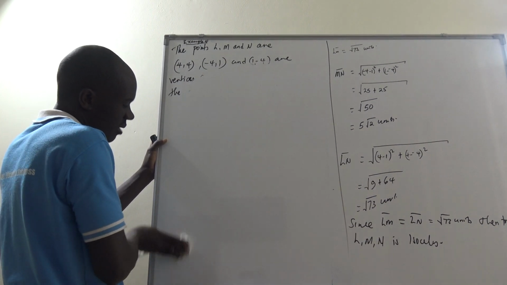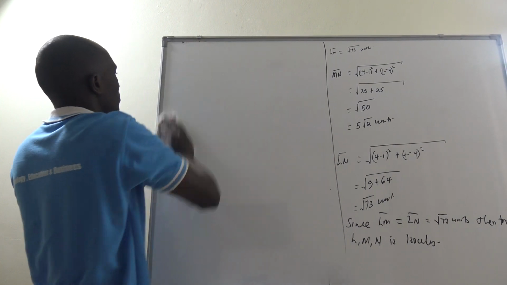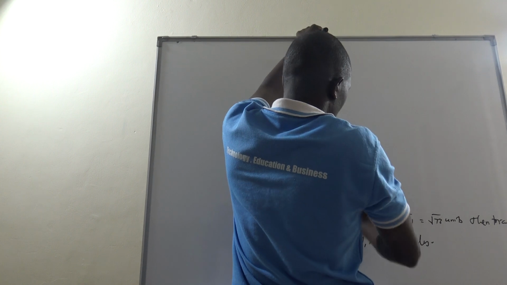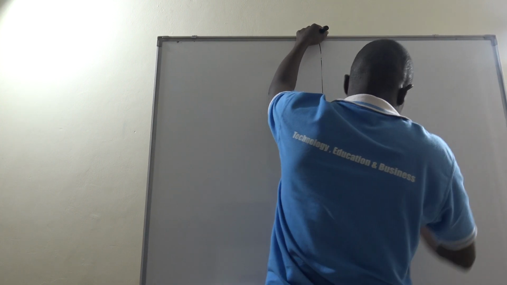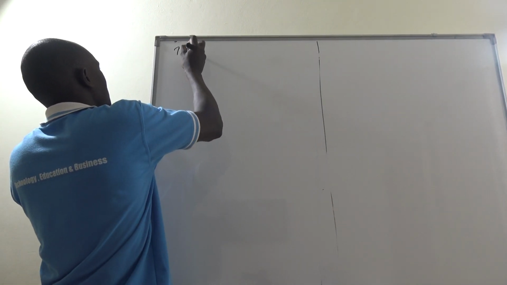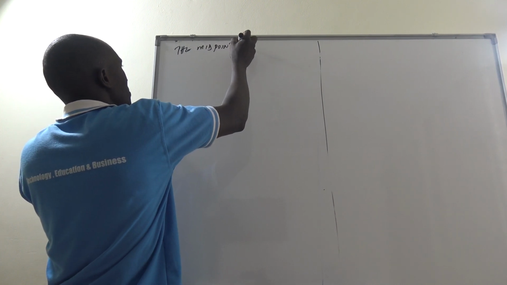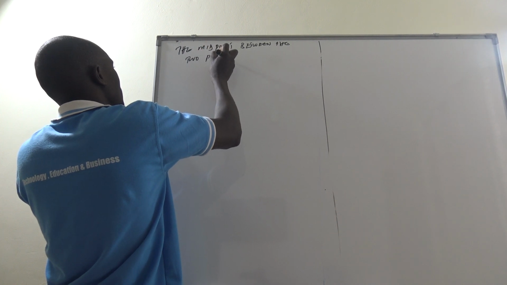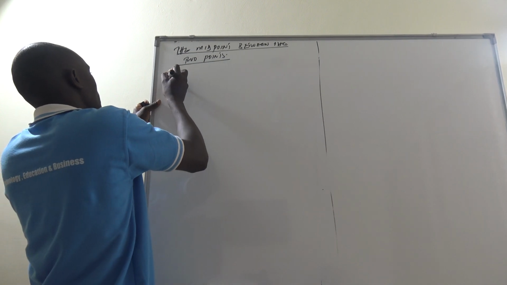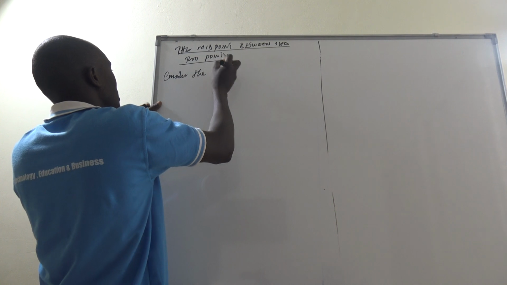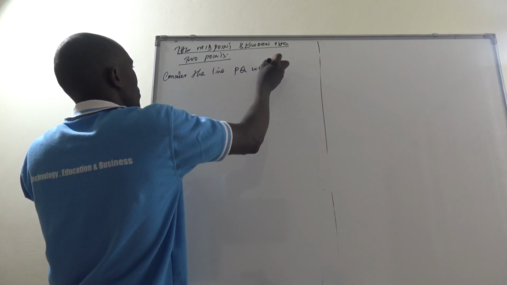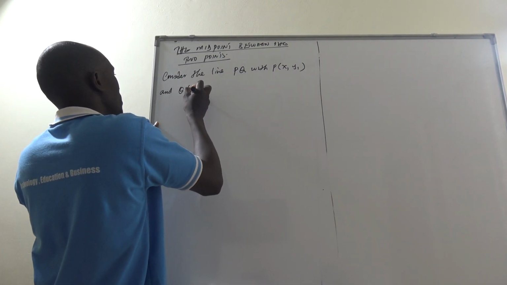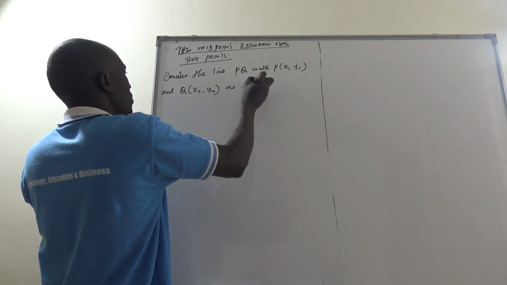We're going to look at the midpoint. So you're going to look at the midpoint between two points. And so consider the line PQ with P (x1, y1) and Q (x2, y2) as shown below.